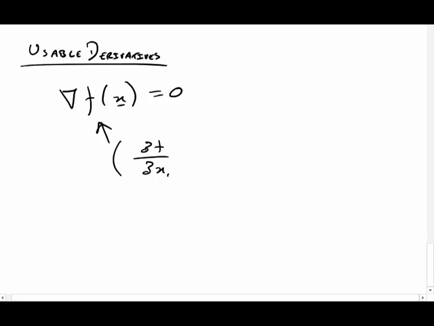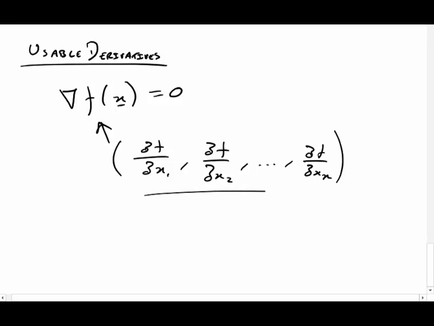So, derivative of f with respect to x1, derivative of f with respect to x2, and so on. So all of the possible derivatives with respect to all of the individual variables that we can possibly have, and then we set them equal to 0, because that's going to give us our stationary point, right? We set derivatives equal to 0, it's the point where the function isn't changing. And that's going to give us our stationary point, okay?